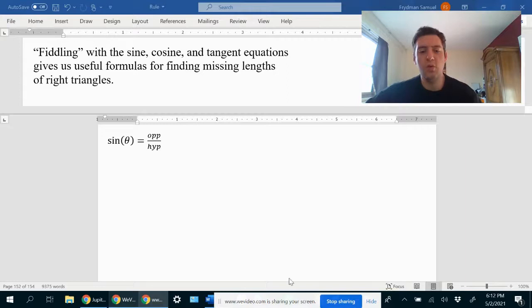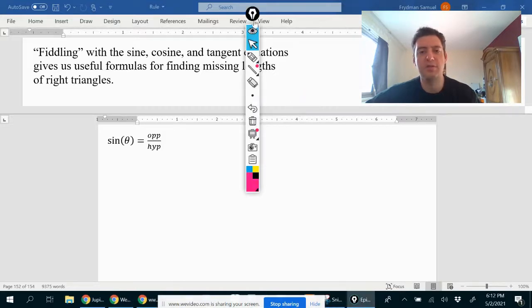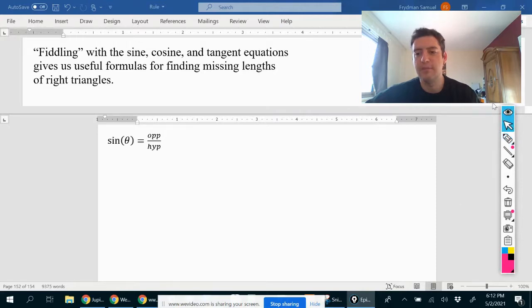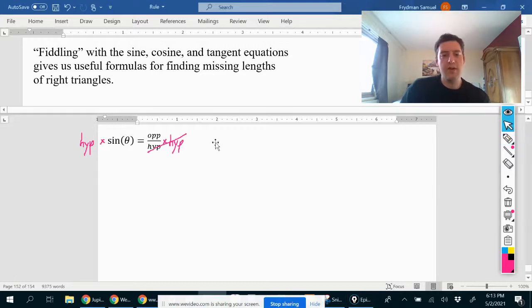All right, now what would happen if we were to just take this equation and multiply both sides by the hypotenuse? So if we multiply by the hypotenuse on this side and then multiply by the hypotenuse on this side, it would cancel over here, and we would be left with, I'm just going to read the right side first, that the opposite side of whatever right triangle we're talking about is equal to the hypotenuse of the right triangle times the sine of angle theta. Okay, so we fiddled around with this equation and we got a new one.